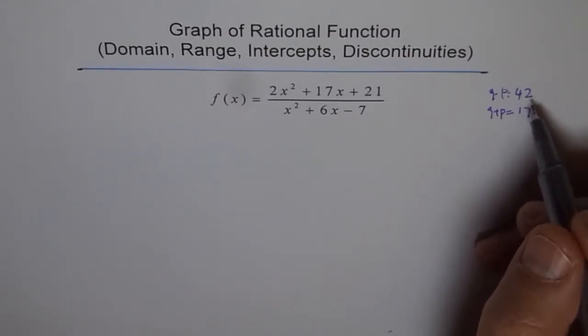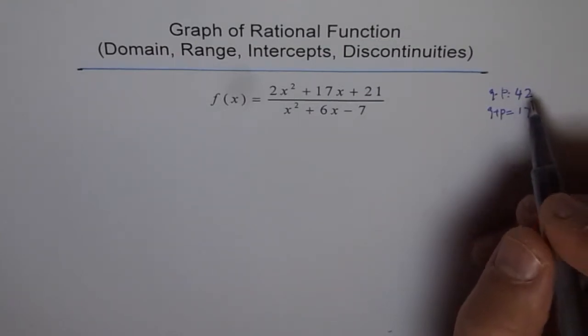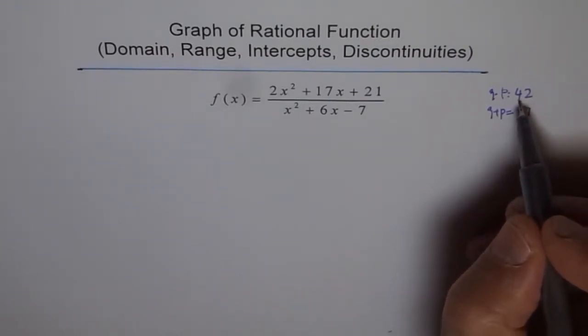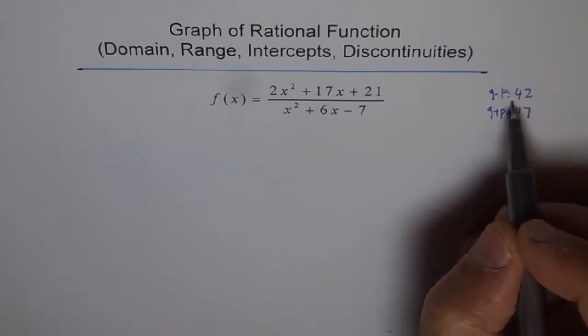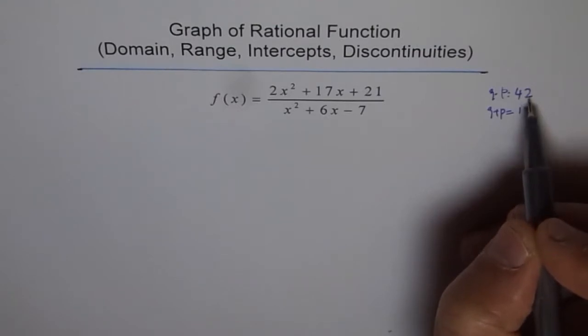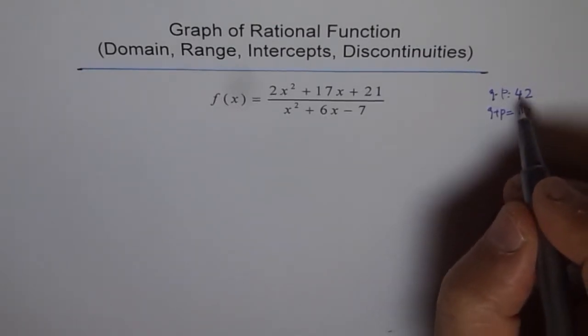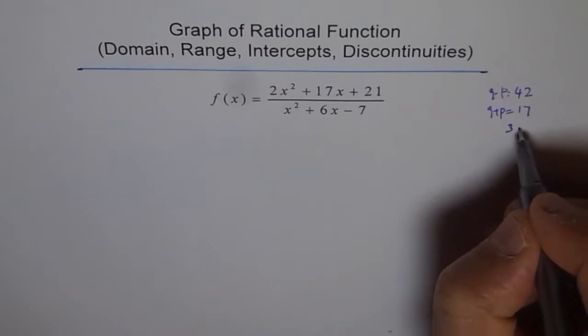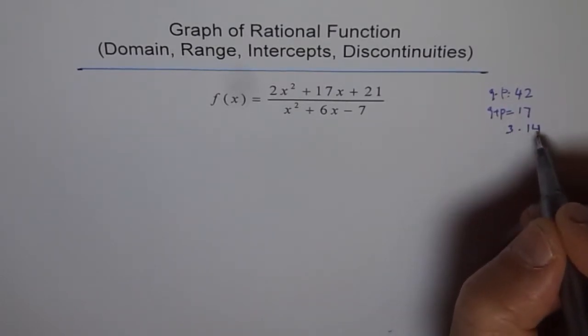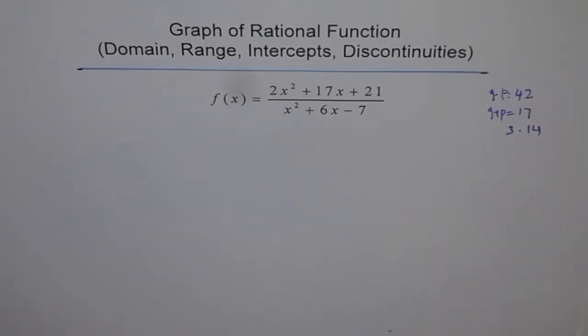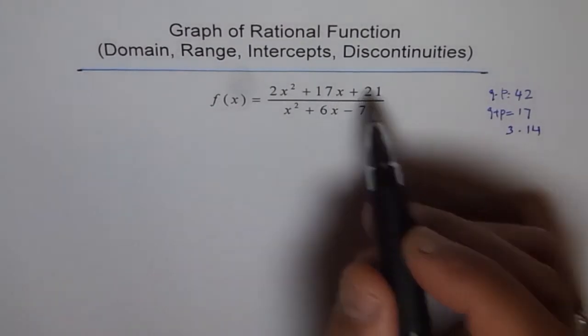So we can try the next number. Instead of 6, let's try 3. So let's divide 42 by 3. When you divide 3 into 42, you get 14. So our numbers are 3 and 14. When you add them, you get 17, and when you multiply them, you do get 42, correct? So that gives you an idea how this can be factored. So we can now factor the numerator.